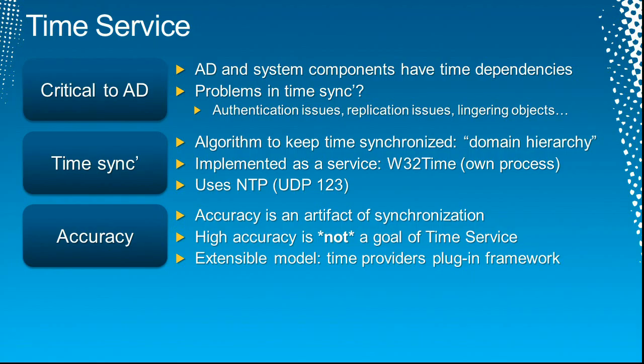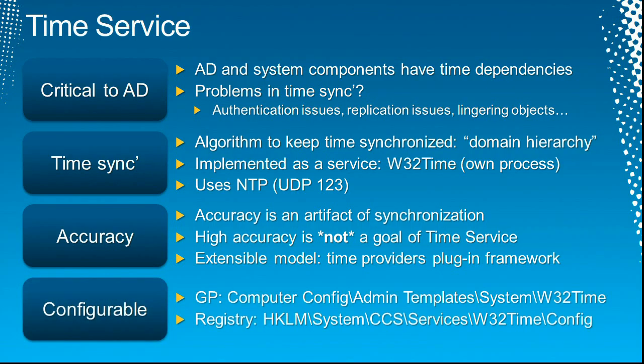Now, accuracy. This is a question that I have received over the years, and the typical request is, I want to have accuracies of milliseconds, for example. I want to say that that is not the goal of time service. The goal of time service is to make sure that critical AD processes work fine on the deltas in time that are in the domain. Now, similarly to DC locator, it's configurable both by group policy and registry.